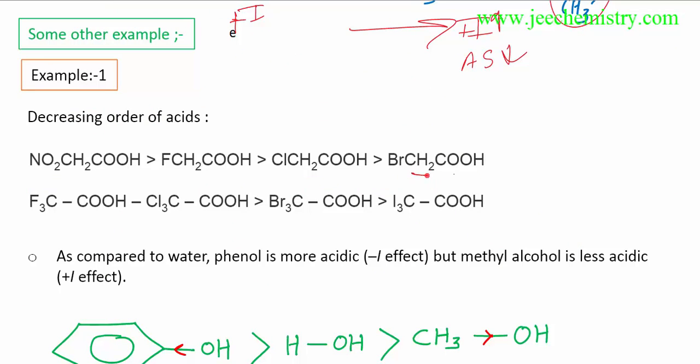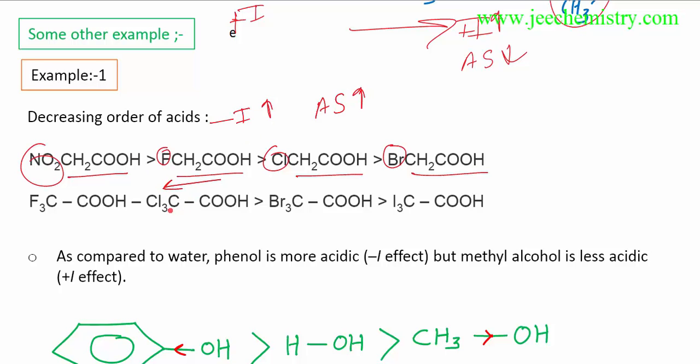Here these things are common. Here that much of the structure is common. Here NO2 is applying, here fluorine, here chlorine, here bromine. Fluorine, chlorine, bromine: fluorine has a higher minus I effect, NO2 has a higher negative I effect, then chlorine, bromine. So as minus I effect increases, acidic strength increases. So in this order the acidic strength will increase.